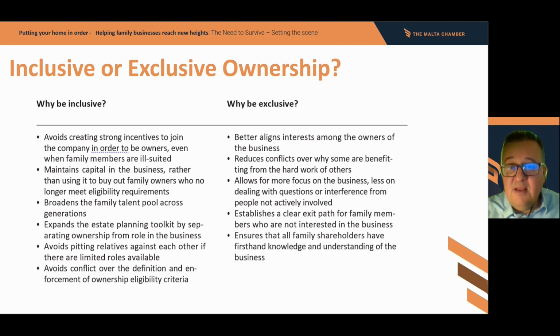However, the exclusive model, since it is exclusive as the name implies, has a smaller subset of people who are actually owners, and has the advantage that it is much easier to align the interests among the owners rather than aligning the interests among an enormous number of owners. It reduces conflicts and the possibility of conflicts, as we already saw, and allows the business to focus more on what the business needs and less on dealing with conflicts, with questions, with people who are not understanding, especially those people who are owners but are not actually involved in the business.